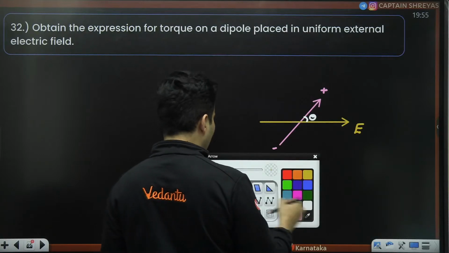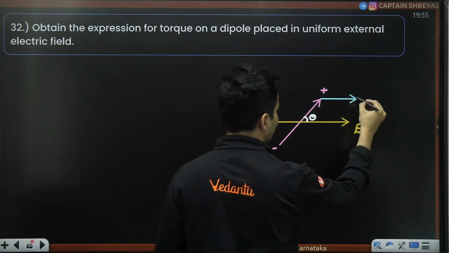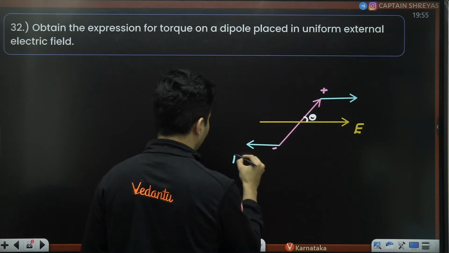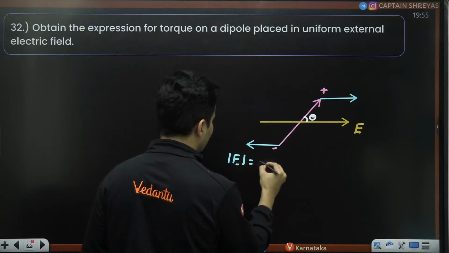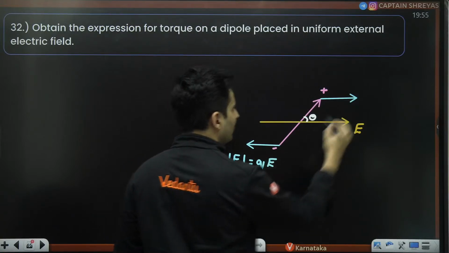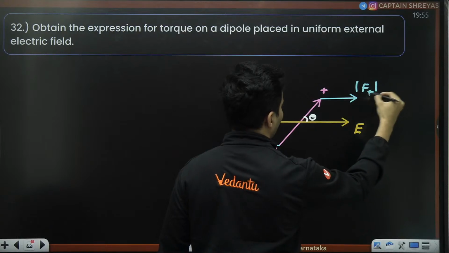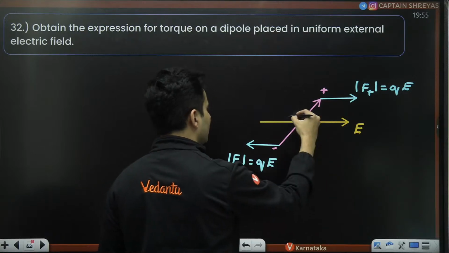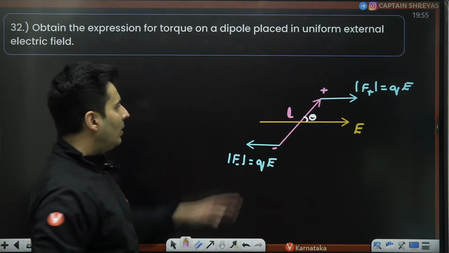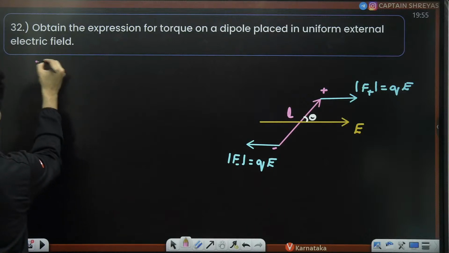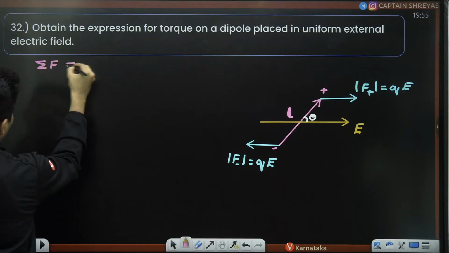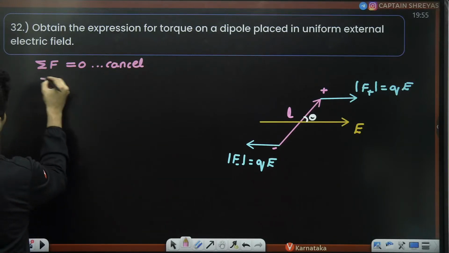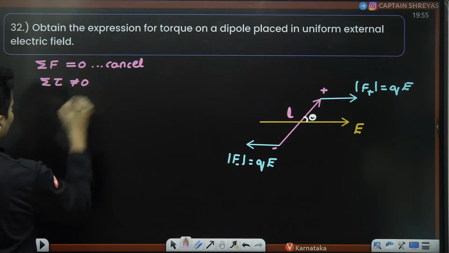So the electric field will apply electric force on the positive charge like this, and on the negative charge, it will be opposite to it. So the force magnitude on the negative charge will be charge into electric field. The force magnitude on the positive charge will be Q into E. The length of the dipole is, let's say, L. Now these two forces, if you calculate, the net force will be zero because they will obviously cancel each other out. But net torque will not be zero.